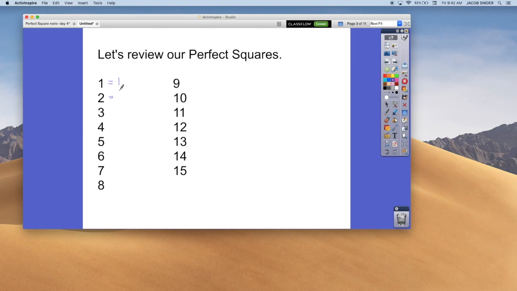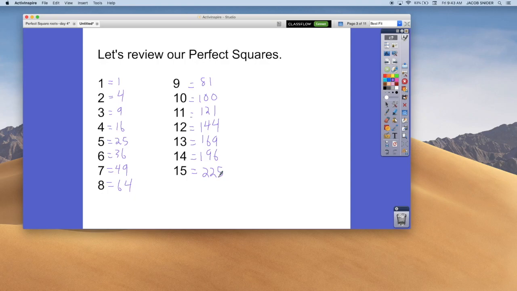2 times 2, 4. 3 times 3, 9. 4 times 4, 16. 5 times 5, 25. 6 times 6, 36. 7 times 7, 49. 8 times 8, 64. 9 times 9, 81. 10 times 10, 100. 11 times 11, 121. 12 times 12, 144. Now here are the 3 tricky ones that you may not know, but remember the pattern here. 13 times 13, 169. 14 times 14, 196. 15 times 15, 225.